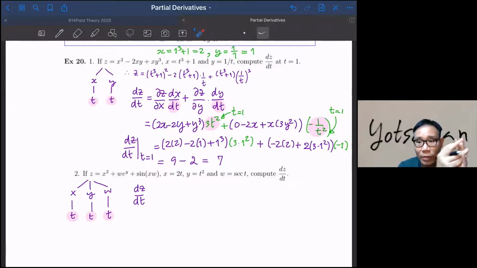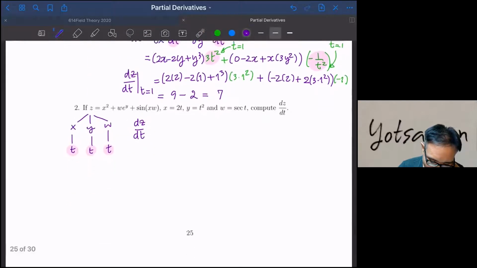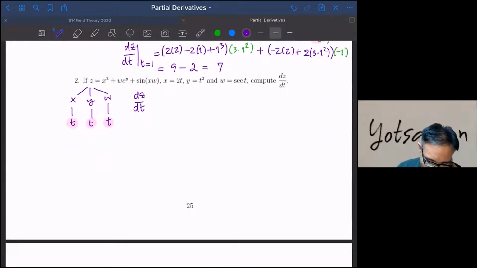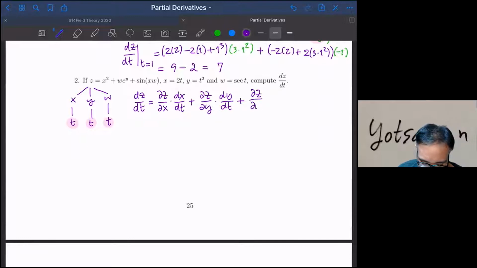So the notation is a little bit different on the d. One d turned out to be the normal d, another one turned out to be the curly d, the partial one. For this one, you don't need to memorize the formula, you just follow the diagram. So you have dz/dx times dx/dt, one variable, plus dz/dy times dy/dt, and dz/dw times dw/dt. So dz/dt equals dz/dx dx/dt plus dz/dy dy/dt plus dz/dw dw/dt. And you're just going to find dx/dt, dy/dt, and dw/dt.